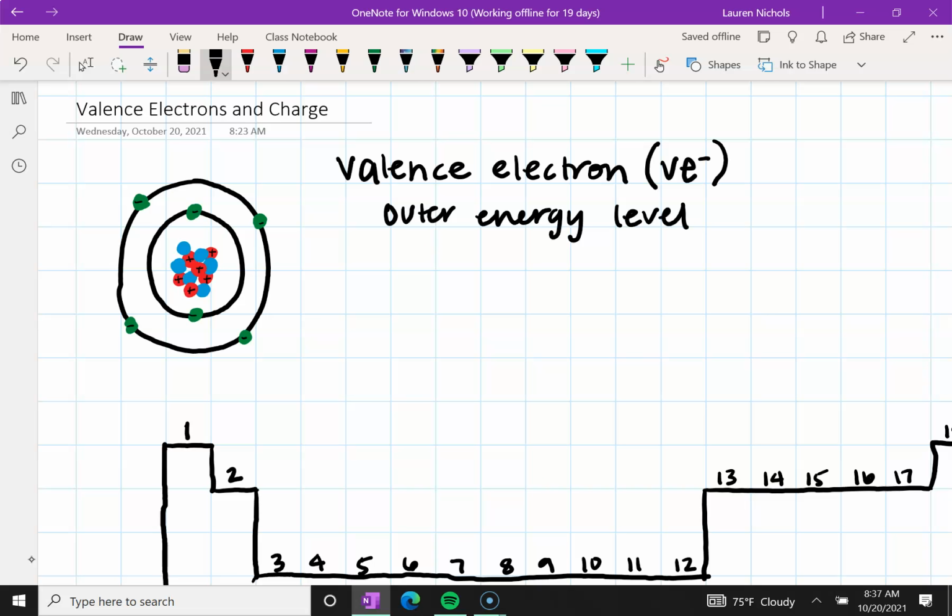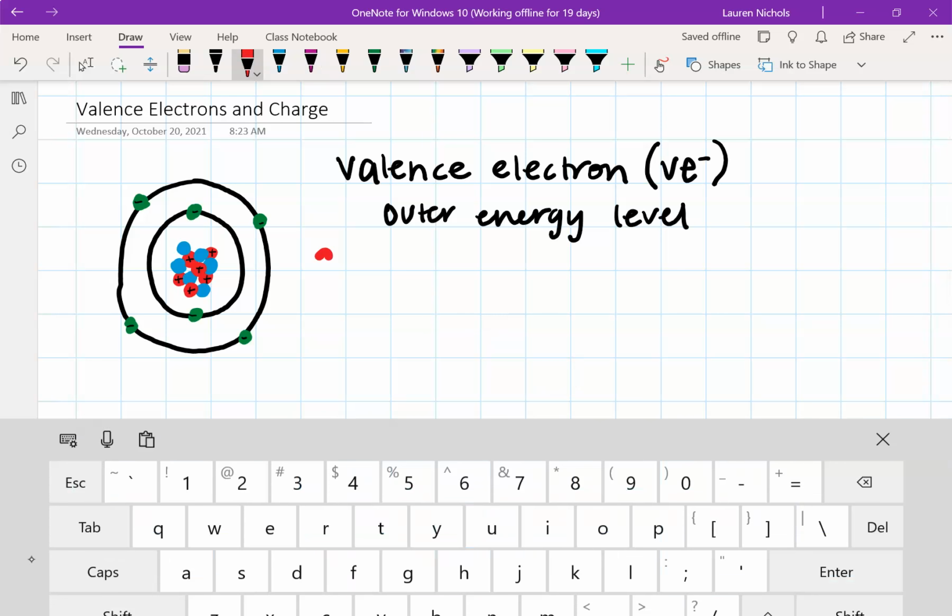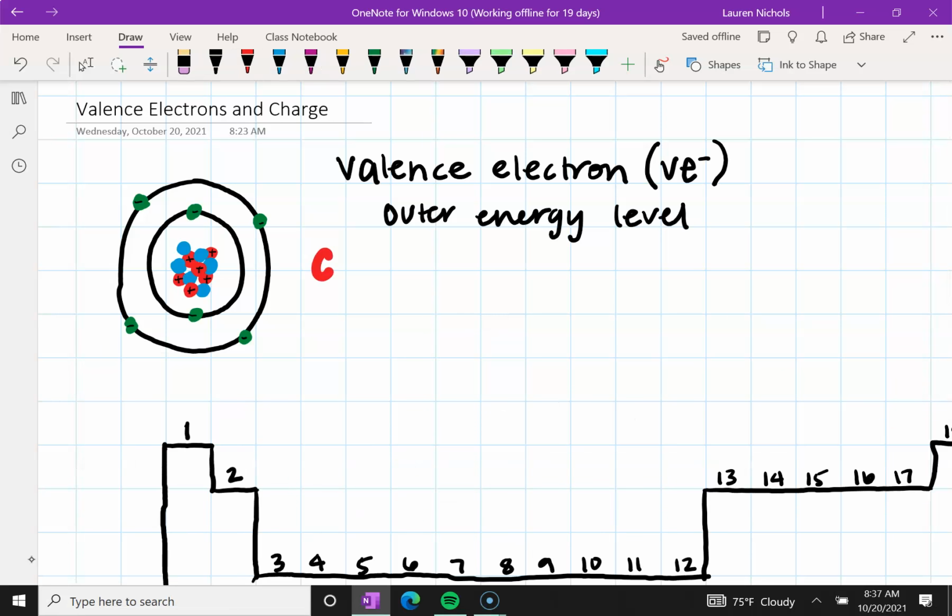In our image here, we can see that we have 6 positive protons that are red in the nucleus, and we have neutrons that are blue. Because there are 6 protons, this tells me we're talking about carbon. So this particular atom is an atom of carbon. It has 6 protons, 6 neutrons, so it's got a mass of 12 total. 6 plus 6 is 12. And then we have these 6 electrons.